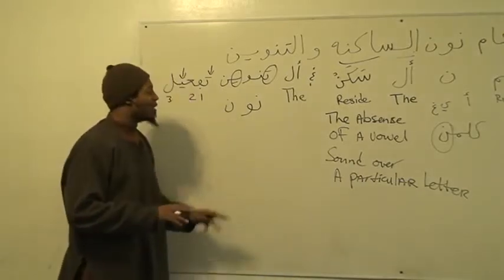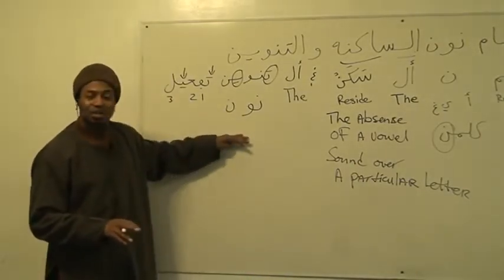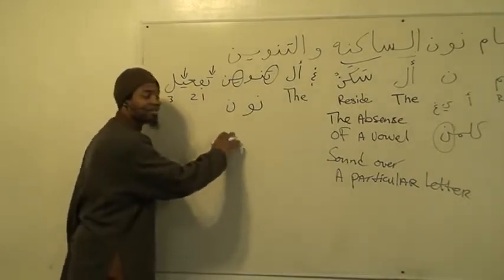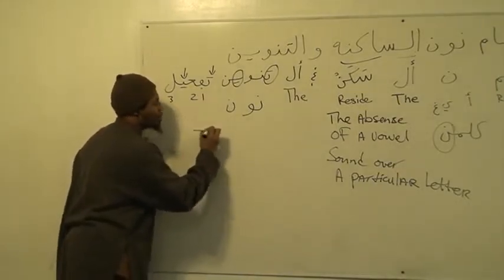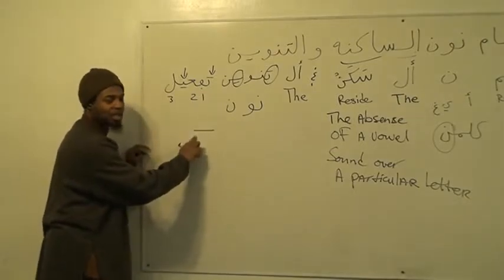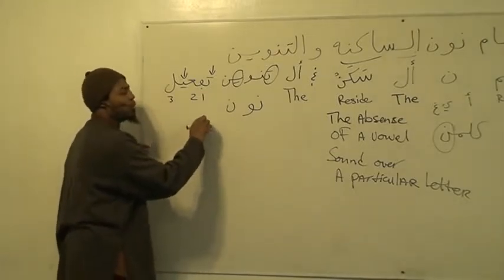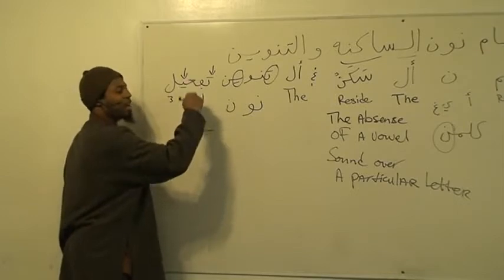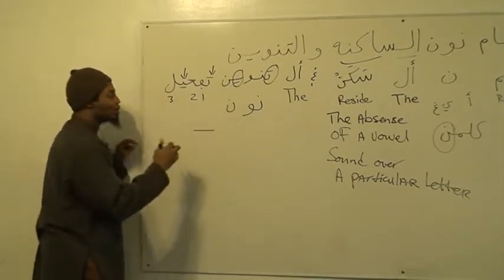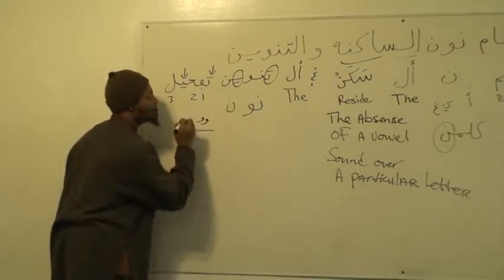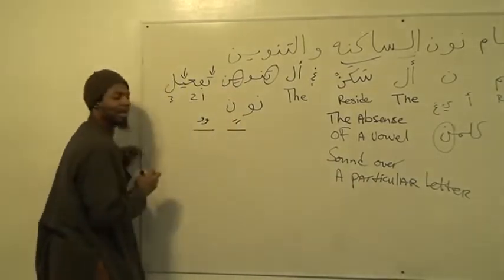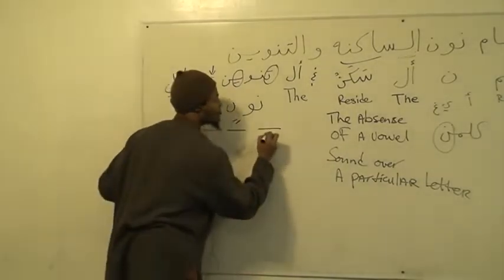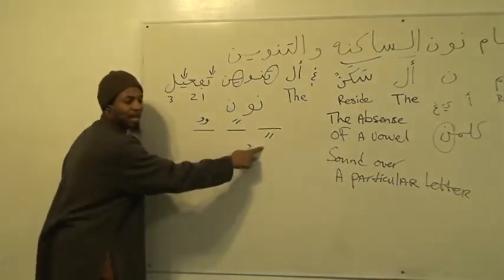Okay, now there are signs to see this too. The signs of tanween are a fathatan. We do this line, when you see it, it means that what is above it is above the letter. What is below it is below the letter. So this right here would be dhammatan. This right here would be fathatan. And this right here would be kasratan.